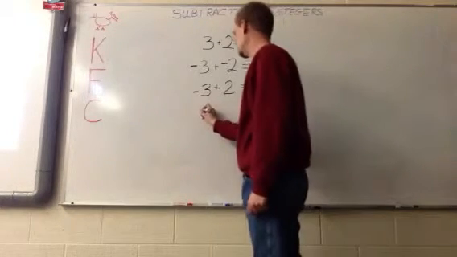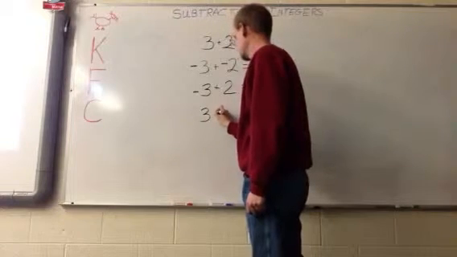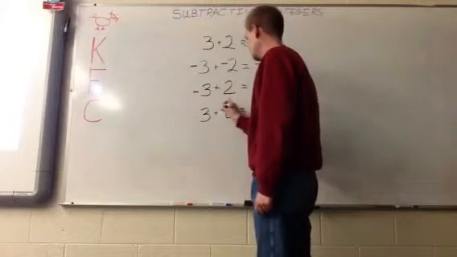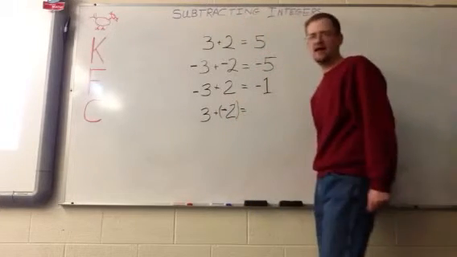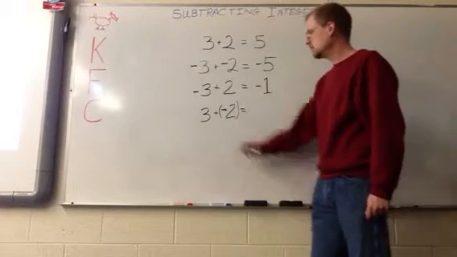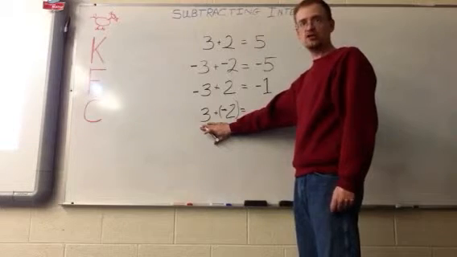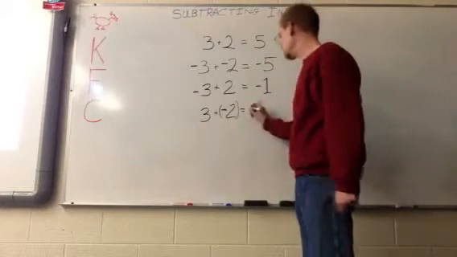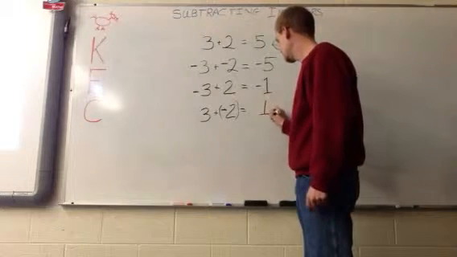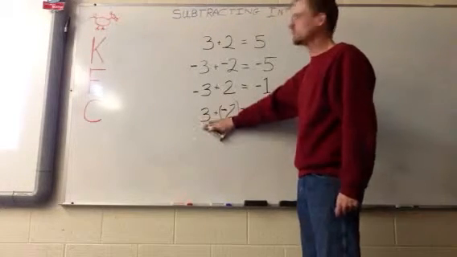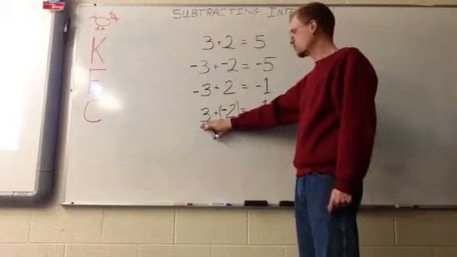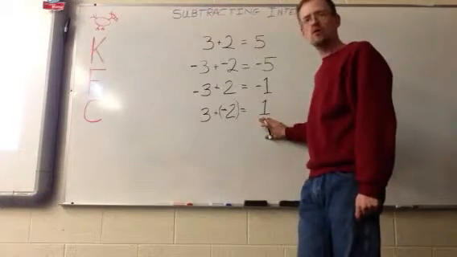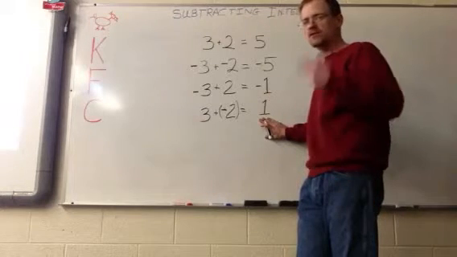We can also do 3 plus a negative 2. Again, adding two integers with a different sign on each, subtract them. 3 minus 2 is 1. We give the sign of the biggest number. 3 is bigger than 2, so we use a positive. Positive 1. This should be a review.